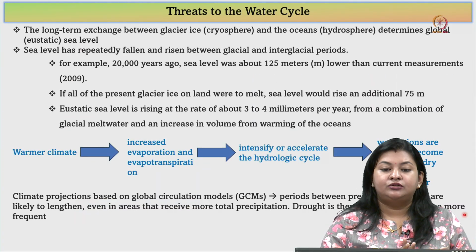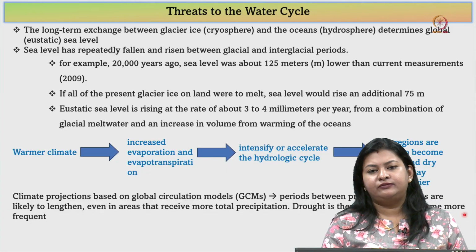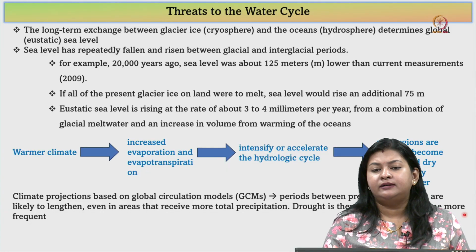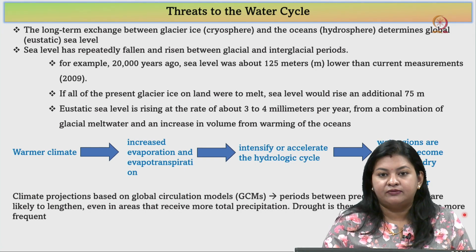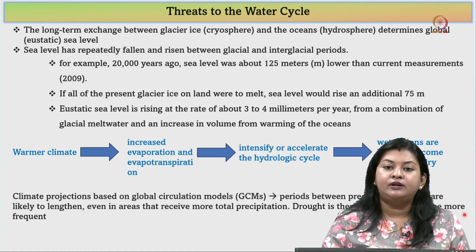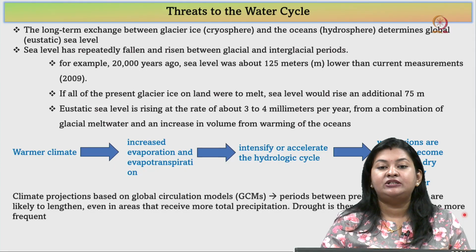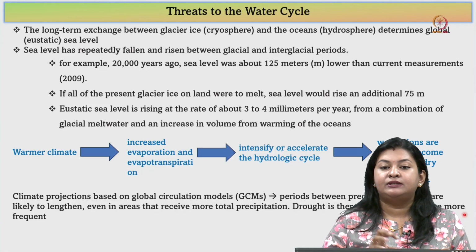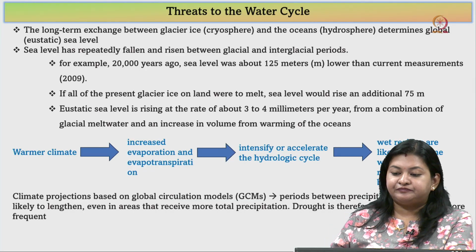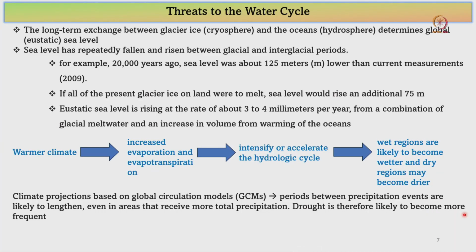What are the threats to the water cycle? Do you think that there are any kind of changes that we are seeing in the current climate change that we are talking about? What is it that is changing? Because of course, as I have told you, the water cycle is central to climate. Therefore, there are changes happening in the climate that are changing the hydrological cycle, and the continuous feedbacks that are happening. So, the long term exchange between the glacier ice, that is the cryosphere, and the ocean determines the global sea level, right. So, heat is being exchanged, right, and mass is being exchanged.